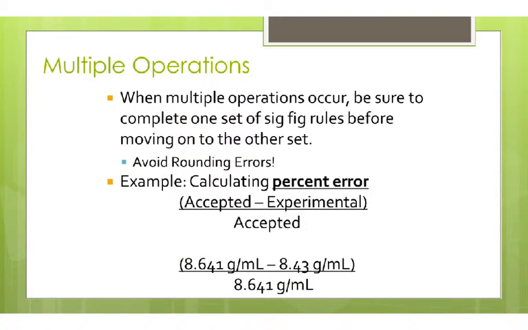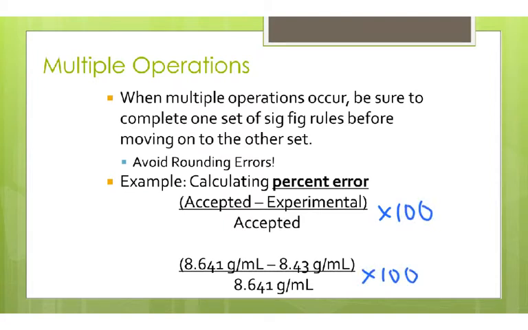Alright, now let's take a look at some examples where you have multiple operations in one set of calculations. When multiple operations occur, be sure to complete one set of significant figure rules before moving on to the other set. Be careful to avoid rounding errors. An example of this would be when you're calculating a percent error. In a percent error, you take the accepted value minus the experimental value, and then you divide it by the accepted value, and then you multiply by 100.